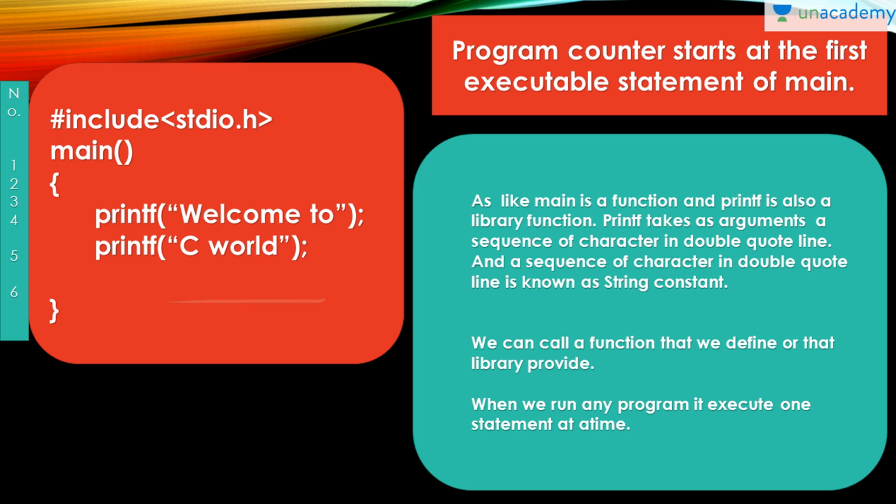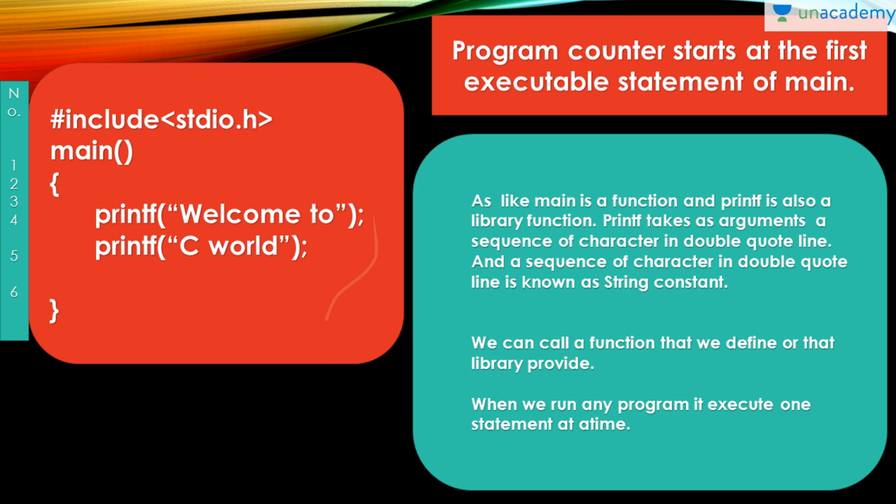We can call a function that we define or that a library provides. It means that we can only call those functions which are defined in our program or which the library provides us. Here every statement ends with a semicolon. The first printf is a statement, the second printf "C world" is a statement, and we end each with a semicolon.